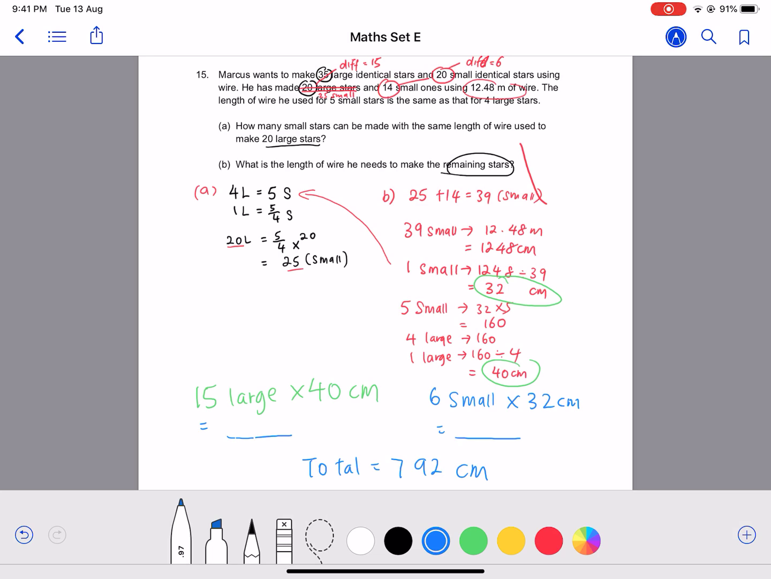But of course, some of you will argue that, okay, I didn't convert because they didn't ask me to leave it in centimeters. So if you didn't convert, that's fine, because you are scared of converting. Then you should have the answer 7.92 meters. That will also be fine. Okay, that's for question number 15.